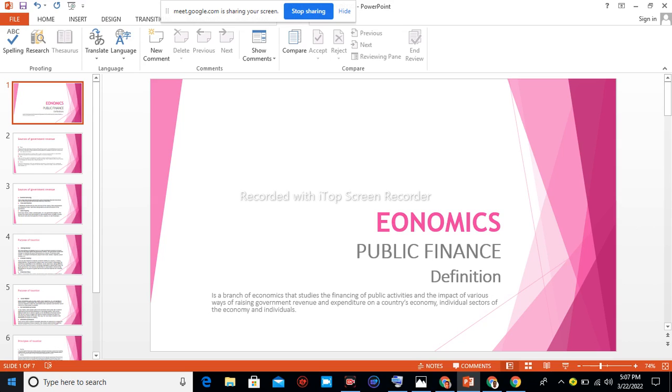I'm Crispin Oso, and I'm going to take you through economics, and that's public finance. So the objectives of this lesson, by the end of this lesson, you should be able to define the term public finance, identify the sources of government revenue, identify the purpose of taxation, and lastly explain the principles of taxation.